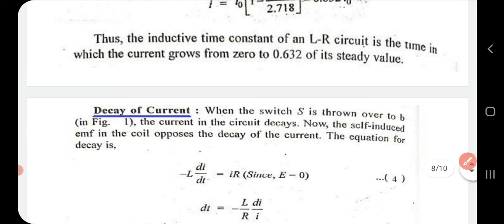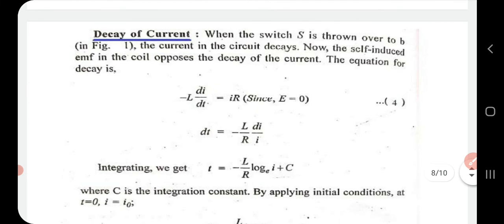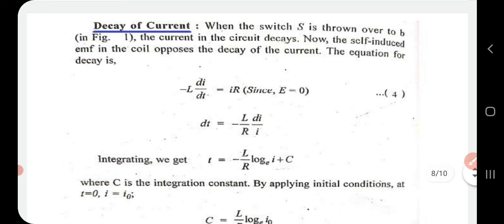So that's all about the equation and graph about the growth of current in an LR circuit. Now in the same circuit we have to discuss the decay of current. So let us start with a similar equation. The pattern is the same, only there is a slight change in some of the equations.